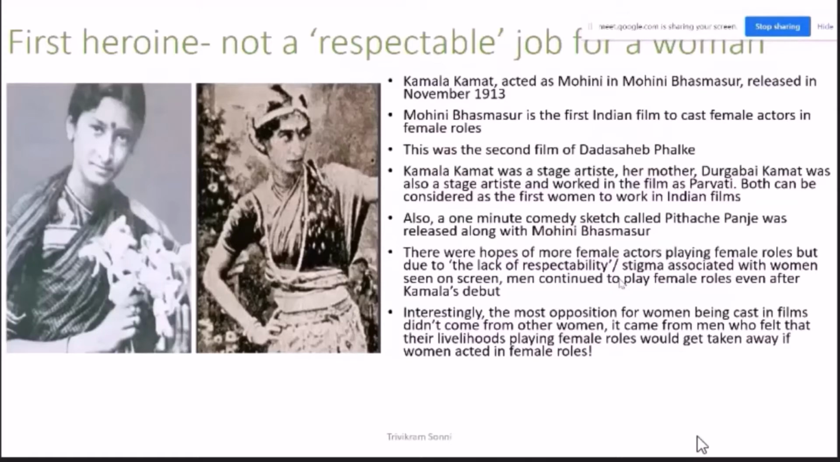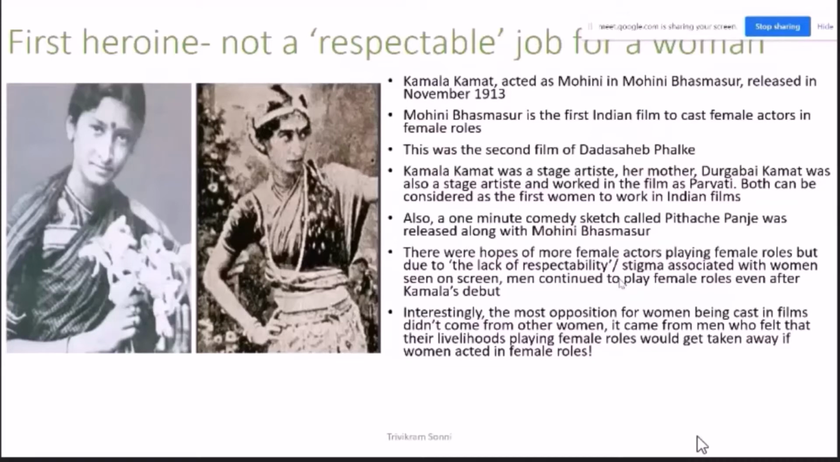So out of those three options that were available to a single woman at that time, she chose to work on the stage. That would fetch her enough returns, and she became part of a touring company, a traveling drama company. And those dramas are mostly all mythological. So on the left hand side, the image is that of Durgabai Kamat, Kamala Kamat's mother. So that is the origin of the first woman who played a woman's role in films. Her daughter Kamala Kamat acted as Mohini, and Durgabai acted as Parvati in the same film.